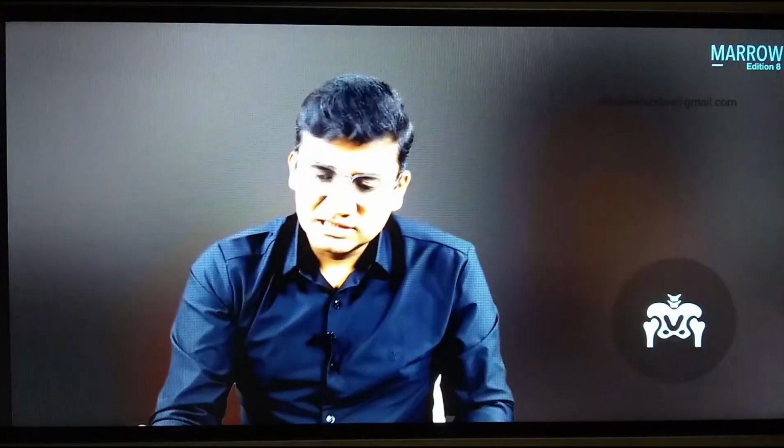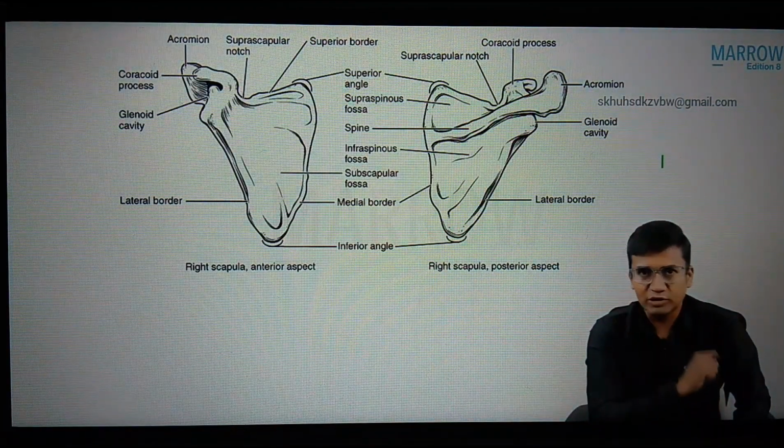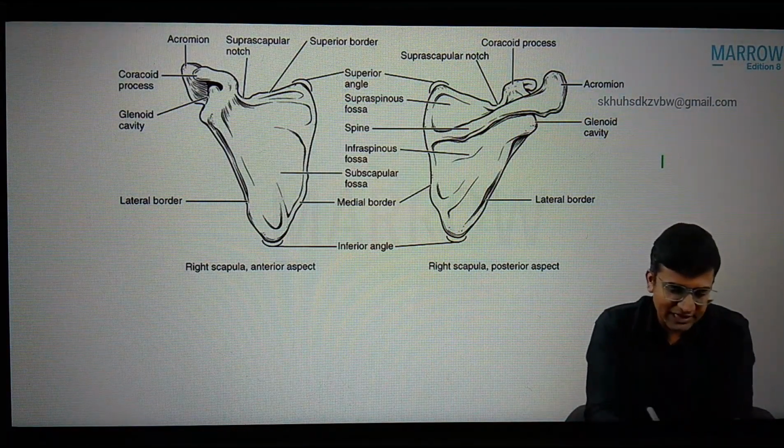So now we're going to start the discussion about the pectoral muscles, muscles of the back, and the muscles around the scapula. Okay, you have to know the attachments for these muscles. First, we discuss the muscle attachments in the bones, and then we see the muscles one by one. Okay, now see the diagram.